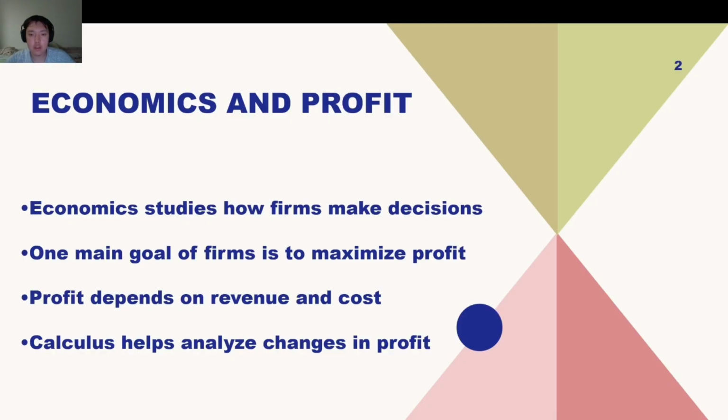Economics studies how firms make decisions related to production, cost, and profit. One of the main goals of firms is to maximize profit, which means earning the highest possible profit from their production activities. Profit depends on two main components, revenue and cost. Calculus helps us to analyze how profit changes when the level of output changes.